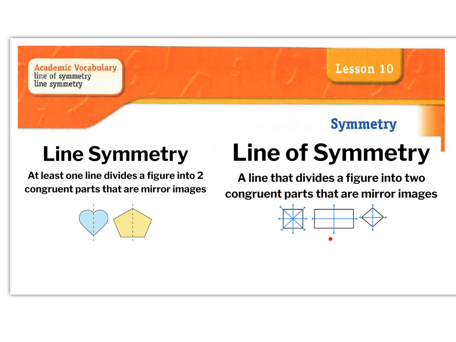So it's the actual line. That's the line of symmetry. So some shapes have more than one line of symmetry.